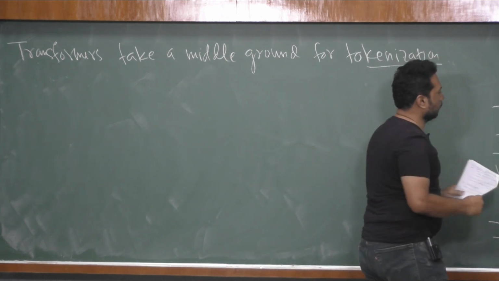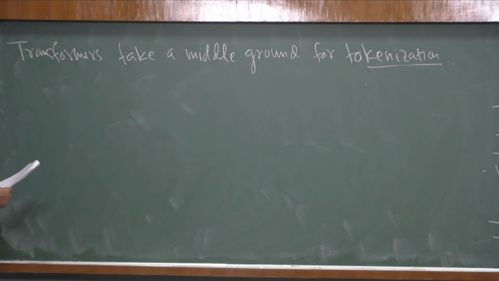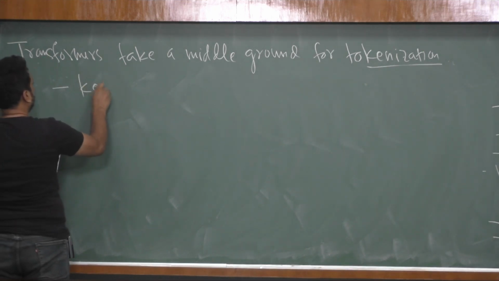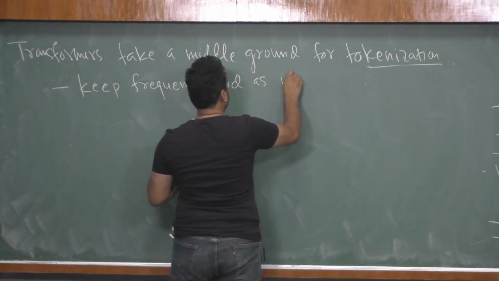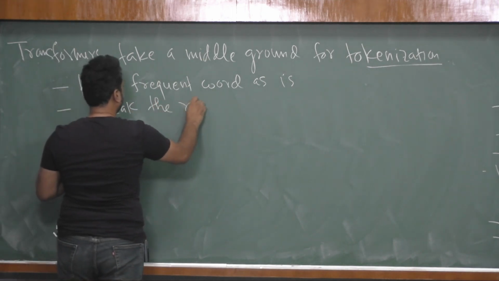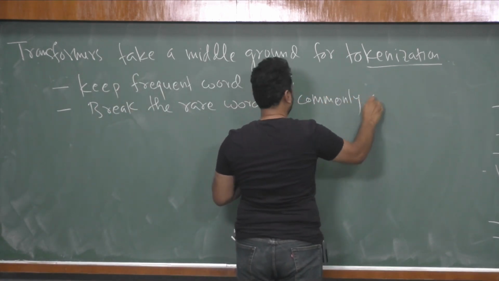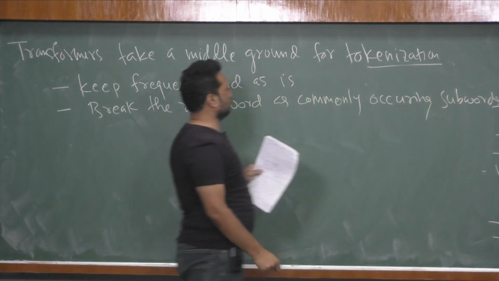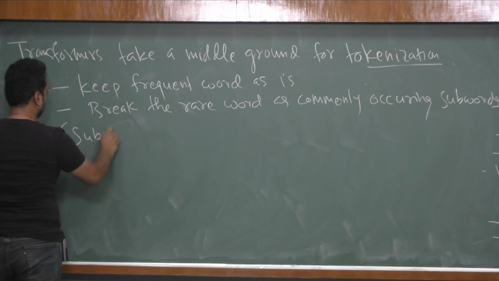This way of taking text and representing it in some vectors is called tokenization. So the transformer tries to take a middle ground in the sense that it keeps frequent words as is, and breaks the rare words into commonly occurring subwords. So there is this concept of subword. Let us see this with an example. Let us see subword tokenization.